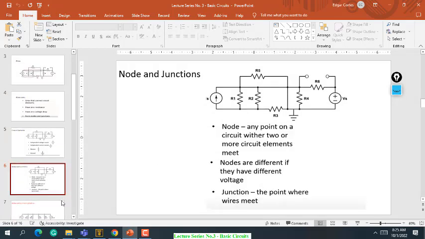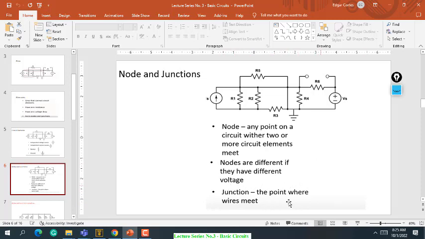Next is what we call nodes and junctions. As I mentioned earlier, we have wires, basic circuit elements, and nodes and junctions. A node is any point on the circuit where two or more circuit elements meet. Nodes are different if they have different voltages, so you cannot consider it part of the same node if the voltage across it is different.